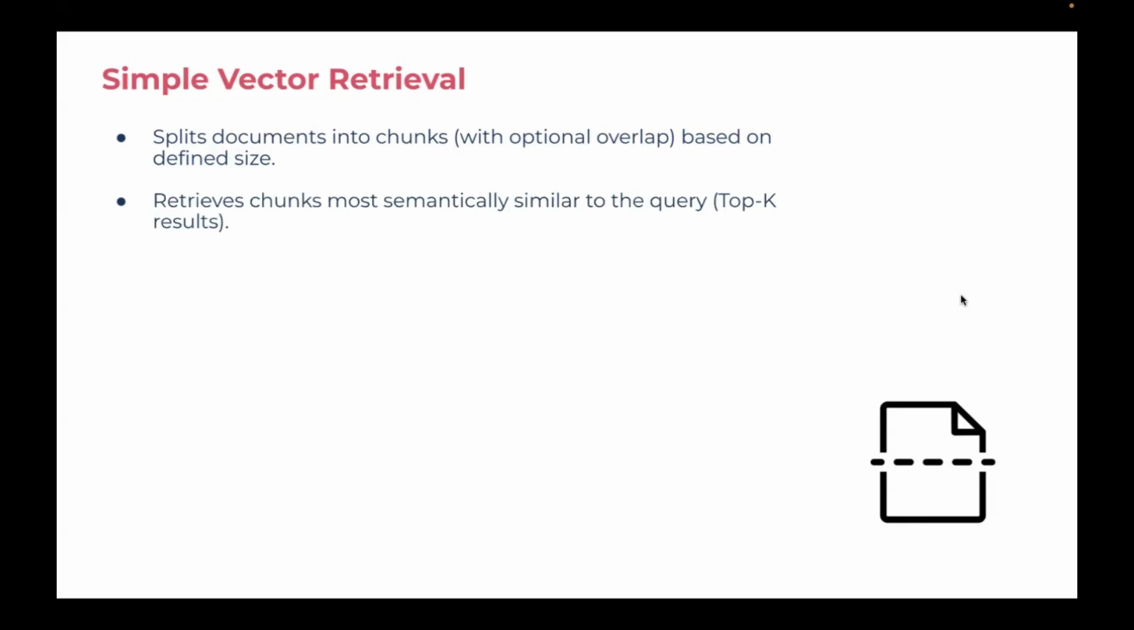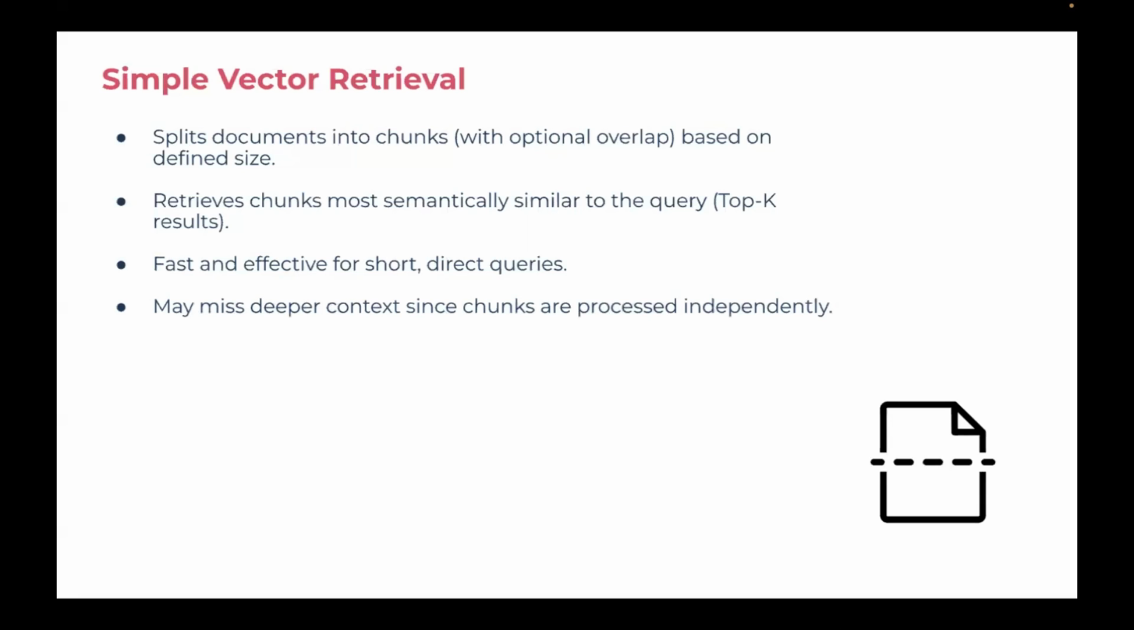This is a strategy that is useful mostly when you're looking to retrieve data from a specific section or a specific subheading in your document. So if you are looking to retrieve data for the same prompt or the same query from different segments of the document, then this is not the strategy that you would ideally go for. This is for very simple retrieval. It's fast, and it's effective for short and direct queries. Again, this may miss deeper context since chunks are processed independently, and it might not be the best, as I mentioned earlier, when you're looking to extract data from multiple points in the document. So this is the simple vector retrieval.